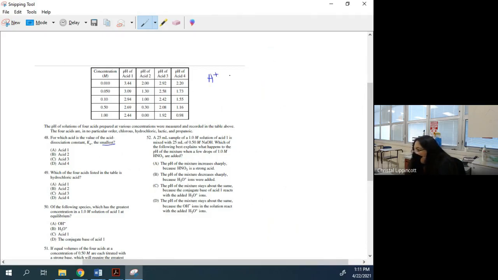So therefore, when we look at HA plus H2O yields H plus and A minus, that means that the fewer of this is getting made. Remember, Ka value is products over reactants. So fewer of this is getting made versus this material, so this guy will have the smallest Ka value. Make sense? All right, try 49.